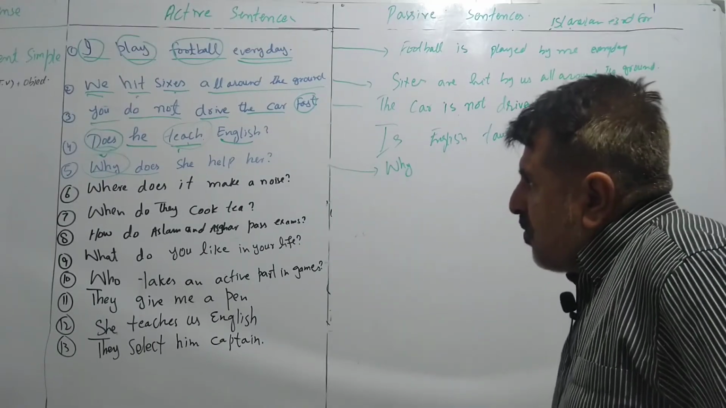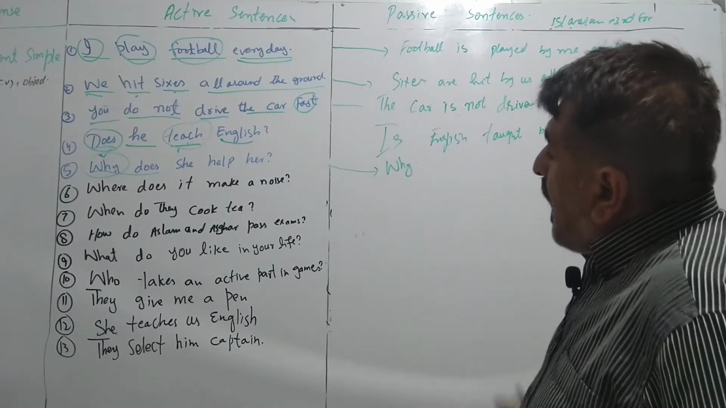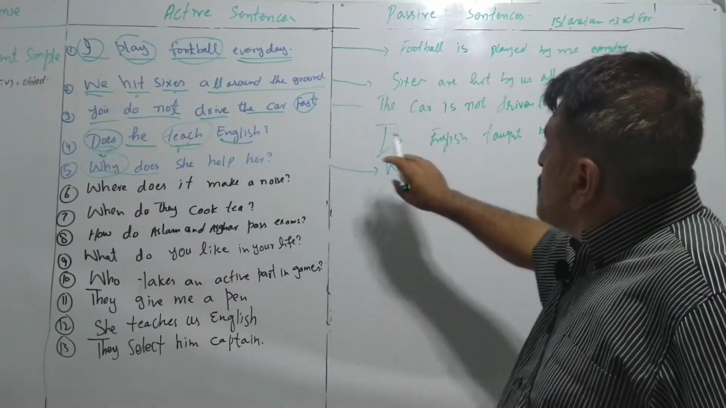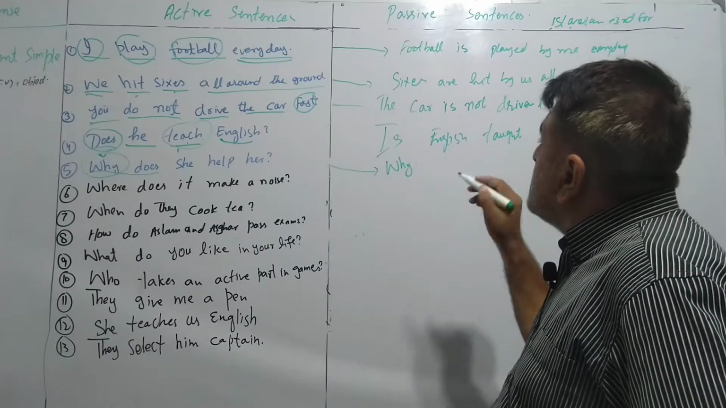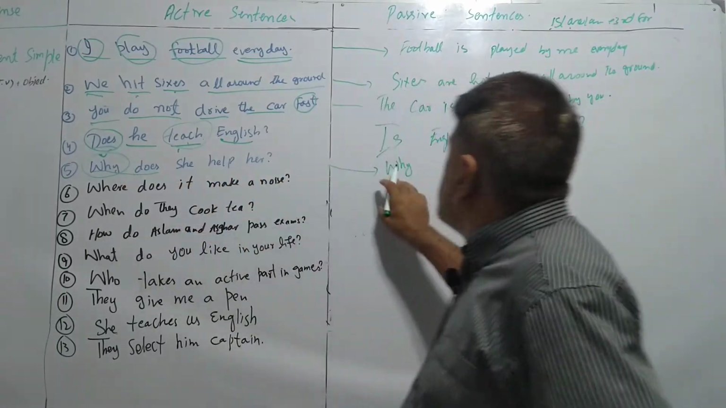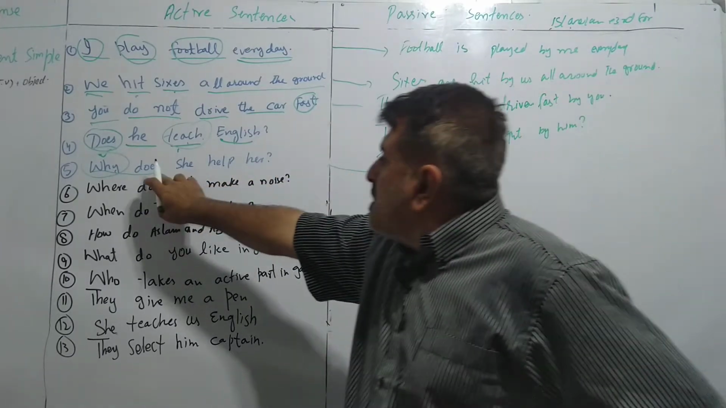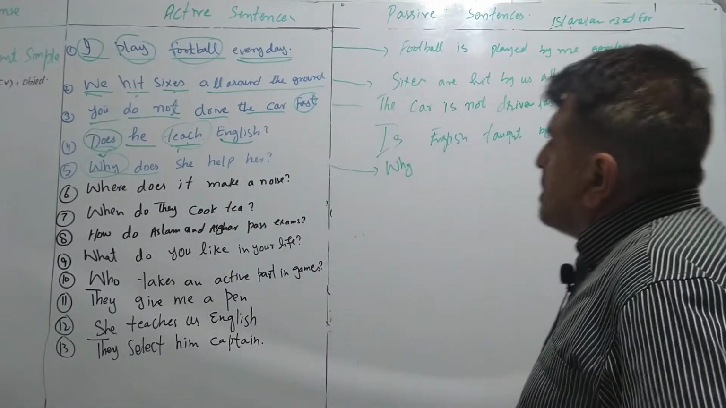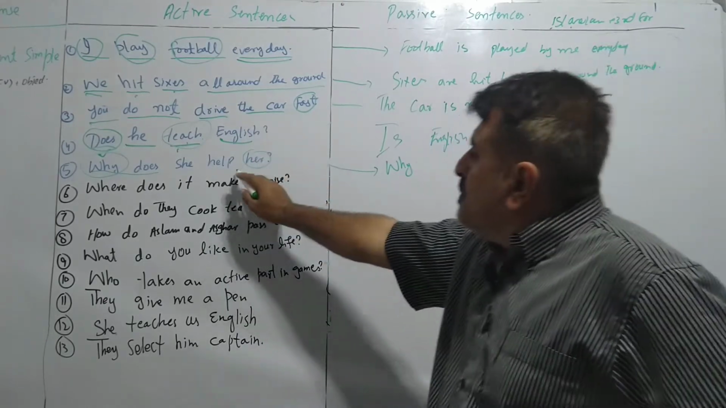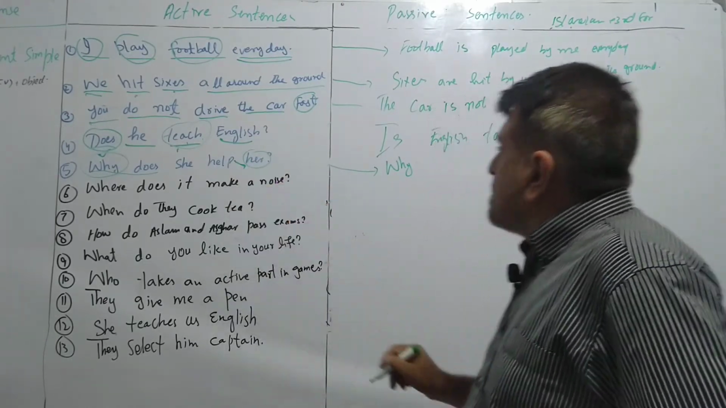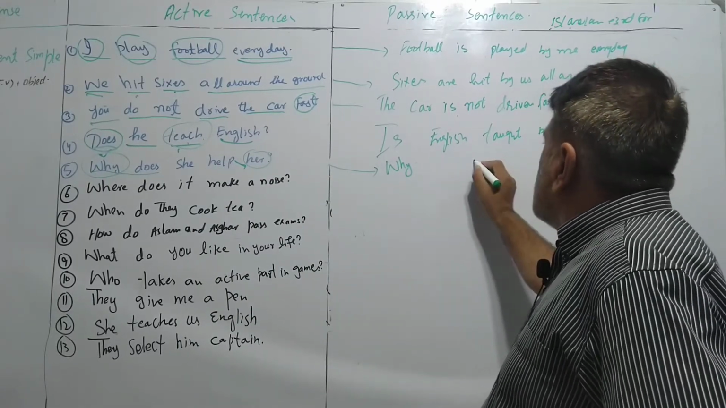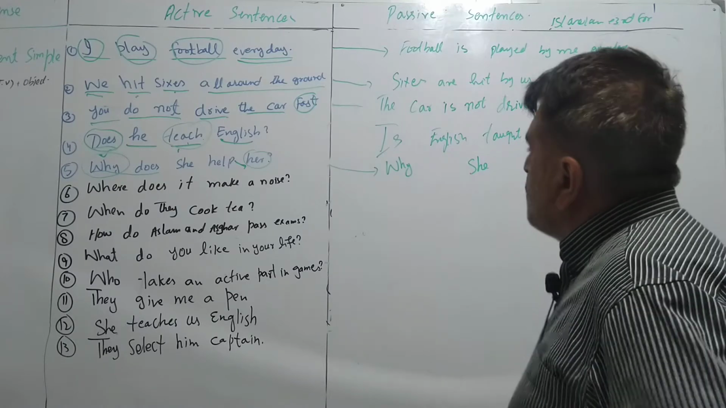Why? Then change the sentence like a yes/no question. You have written this one the same: why. And now change this: does she help her? So this is your object. Afterward, you use the objective case. Before, you should use the subjective case. So why is here, so I should write she.